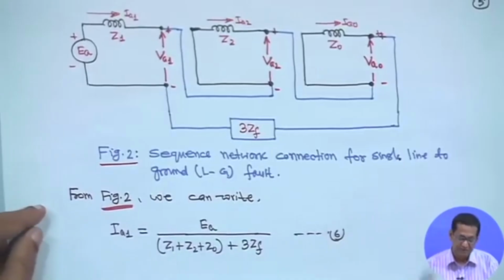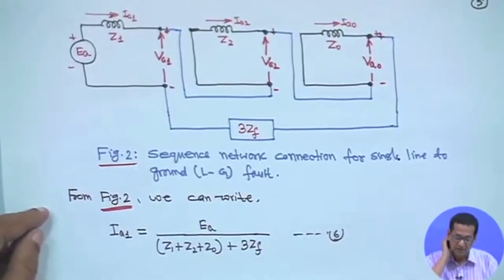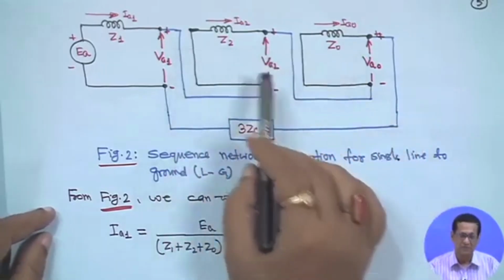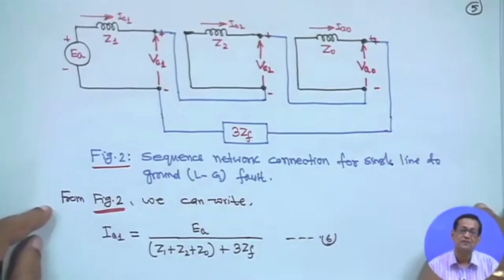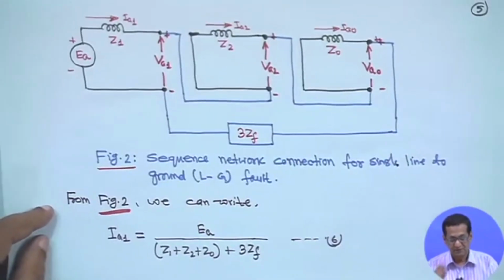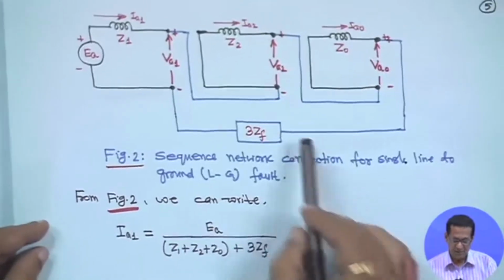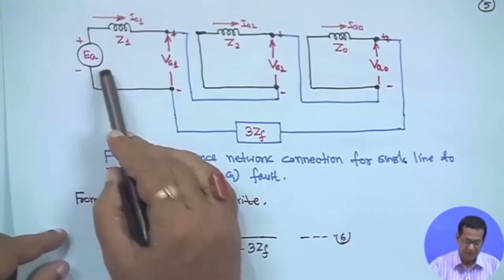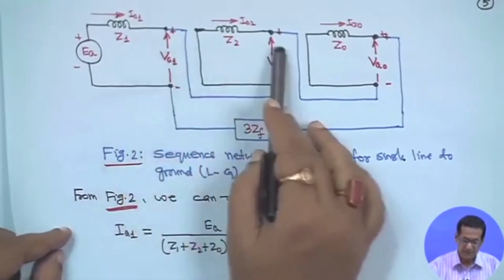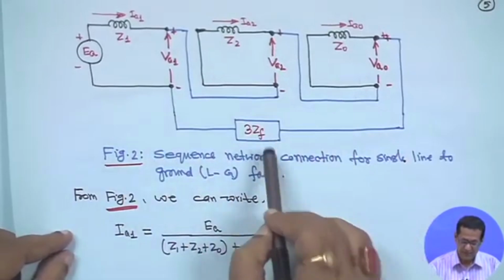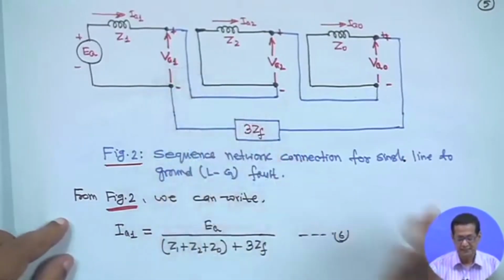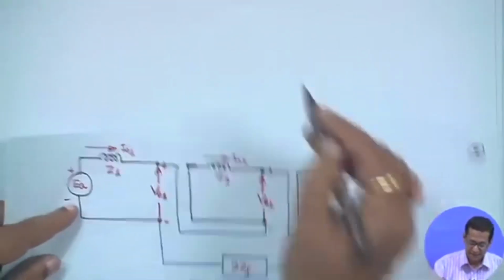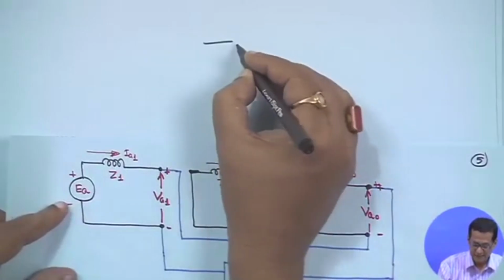So VA1 plus VA2 plus VA0 will be equal to 3 ZF into IA0, because all three, IA1, IA2, IA0, are equal to 1/3 IA. Now from this figure we can write that IA1 is equal to the voltage EA divided by Z1 plus Z2 plus Z0 plus 3 ZF, because it is a series circuit.